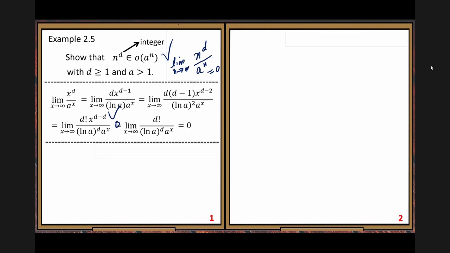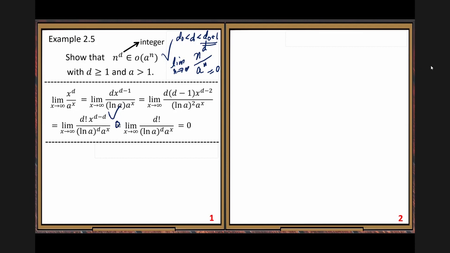Now, let's assume d is not an integer. Can we find two adjacent integers, one smaller than d, one larger than d, that just cover d? Can we find a d0 less than d and a d0 plus 1 greater than d if d is not an integer? Yes, we can always. Now, let's use that d0 plus 1.